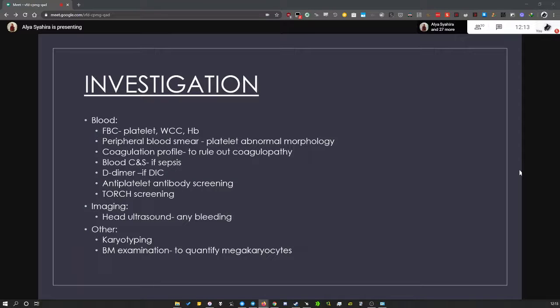What we want to see in the peripheral blood smear is the platelet morphology. If the platelet size is large, it is more suggestive of peripheral destruction of the platelets, while if the platelet size is small, it is more suggestive of a platelet production problem. Next, we can also do a coagulation profile to rule out any coagulopathy. Can you repeat again about the platelet size? If large, it's suggestive of peripheral destruction. And if the platelet size is small, it is more suggestive of a platelet production problem.